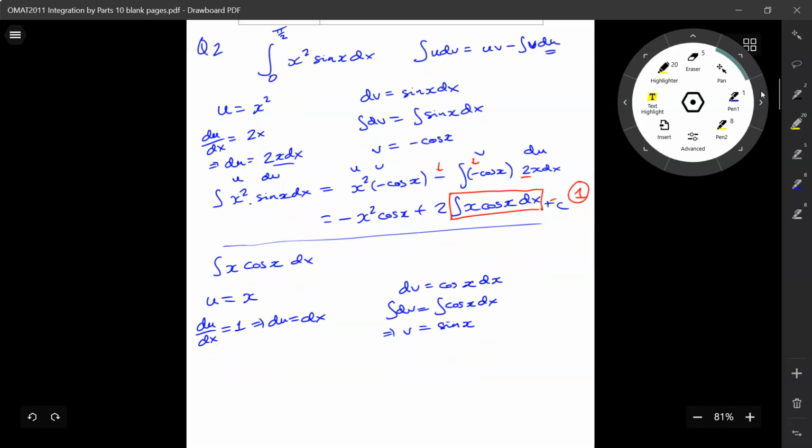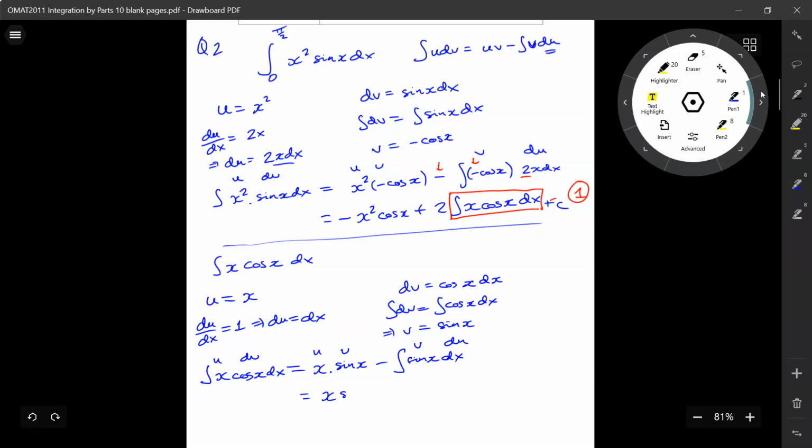So if we apply our integration rule again, u dv, so that's x times dv, which is cosine x dx, is equal to u times v, so it's equal to x times sine x, minus the integral of sine x, that's v, and du is dx. So now we're in a position to integrate this final term straight away. The integral of sine x is minus cosine x.